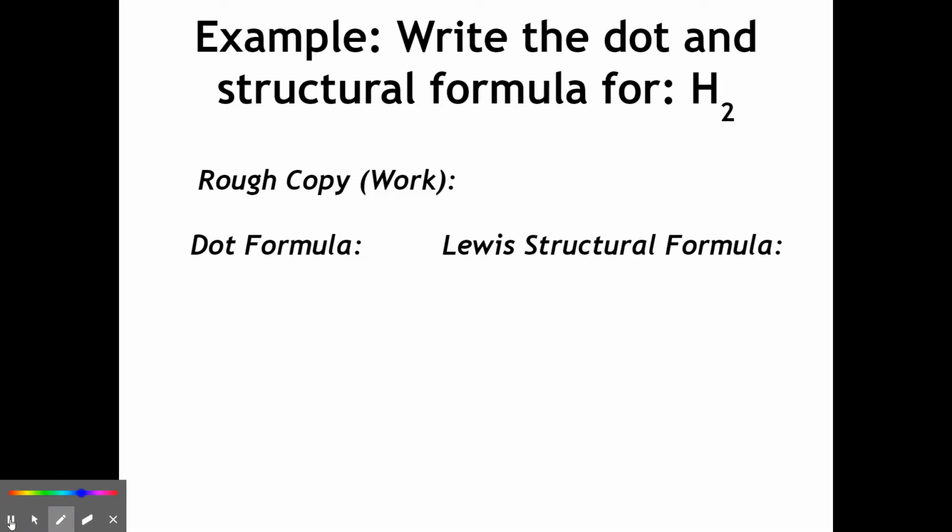So we're going to write the dot and structural formula for H2 first. Now remember, hydrogen has 1 valence electron and it wants 1 more. So hydrogen has 1 valence electron. This 2 tells us that there are 2 of them, so we're going to multiply by 2. So we have 2 valence electrons to work with. And if we divide that by 2, there should be 1 pair or 1 bond between them.